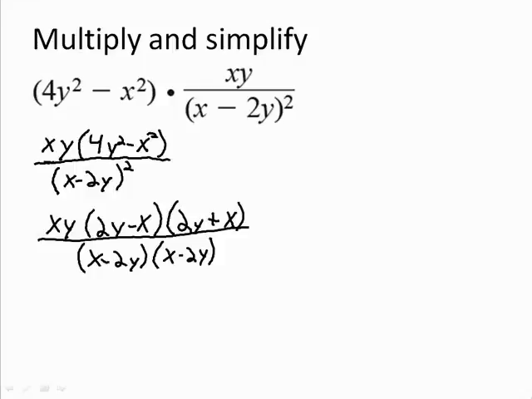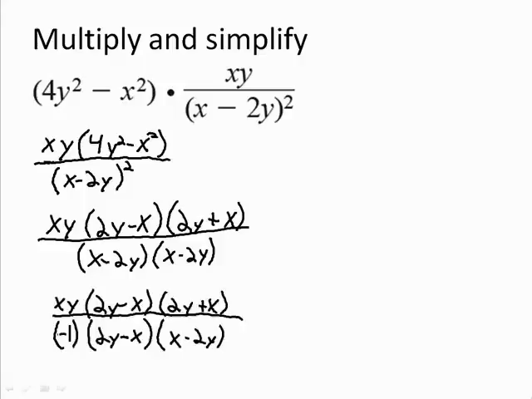X times y times the quantity 2y minus x times the quantity 2y plus x divided by the quantity x minus 2y times the quantity x minus 2y. Factor a negative 1 out of the denominator. x times y times the quantity 2y minus x times the quantity 2y plus x divided by negative 1 times the quantity 2y minus x times the quantity x minus 2y. The 2y minus x in both the numerator and denominator cancel out. You are left with negative xy times the quantity 2y plus x divided by the quantity x minus 2y.